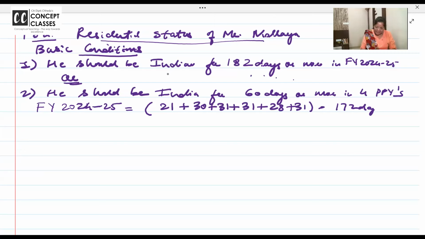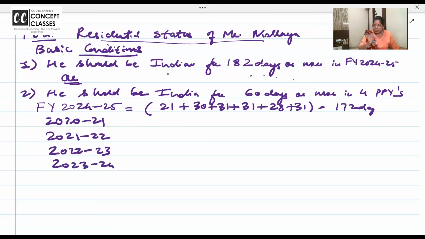So from where to where will you take the 4 years? Where will you take the last 4 years from? You have to take up to the year ending 24. So you will start with year ending 24, 23, 22, 21. Can we start like this? 2021-22, 22-23 and 23-24. 4 preceding previous years, right?